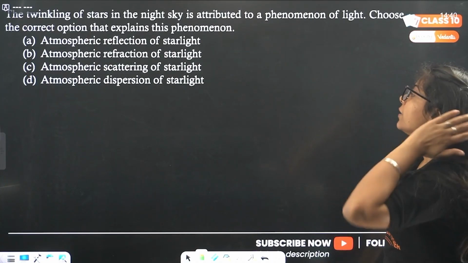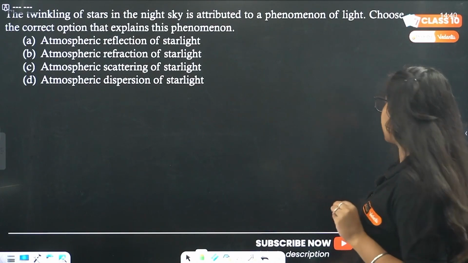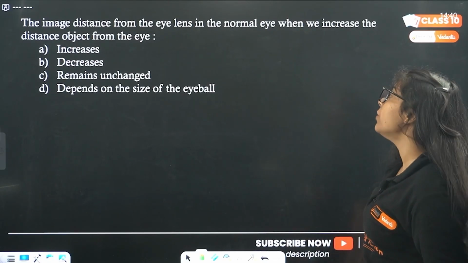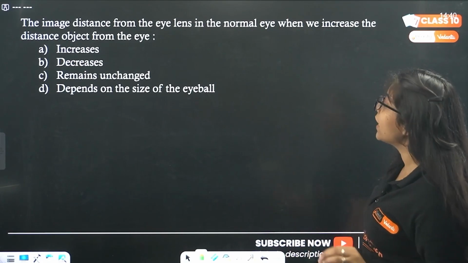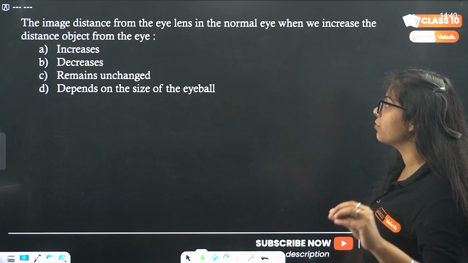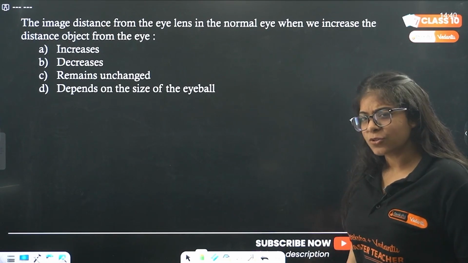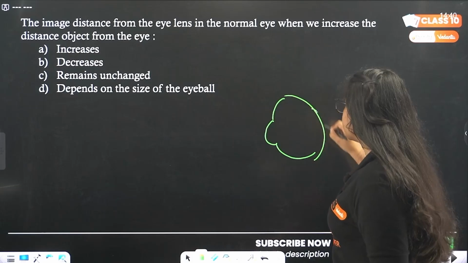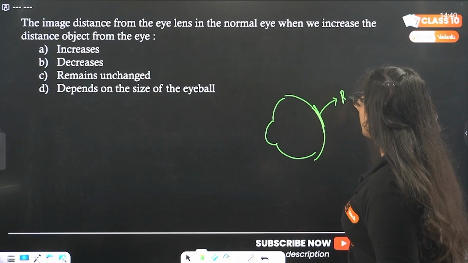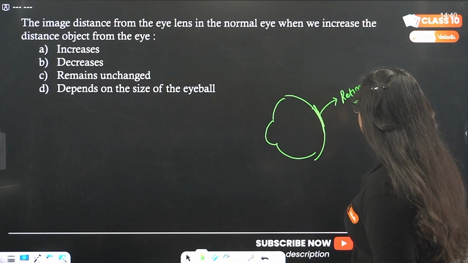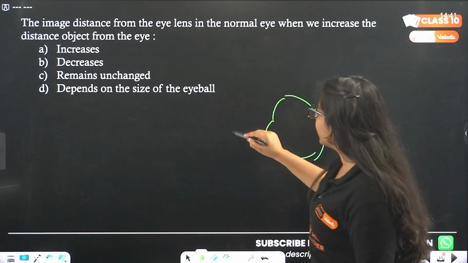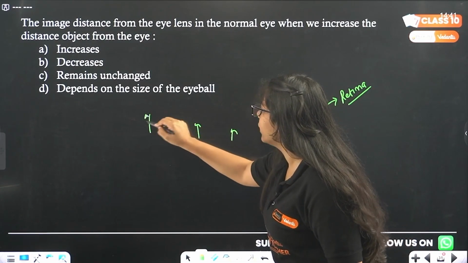Next beta, the twinkling of stars in the night sky, this is a question after that, we'll do. The image distance from the eye lens in a normal eye, when we increase the object distance from the eye. What are they trying to say? They are saying that this is your eye and this is the retina. Now, the image will always be formed on the retina, right? No matter if the object is here or here or here or here.